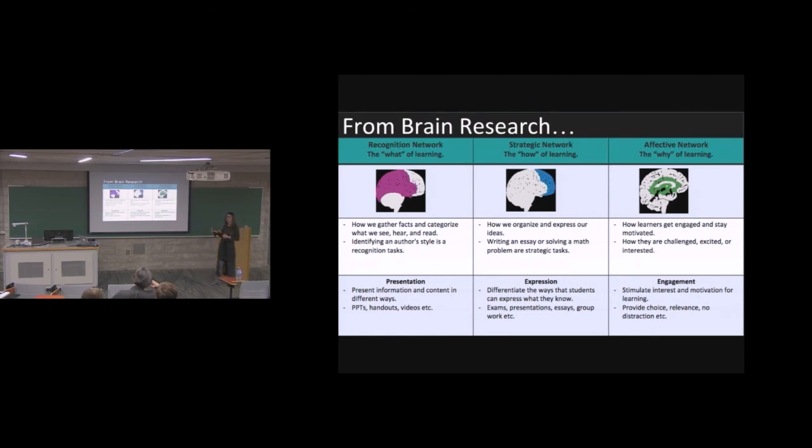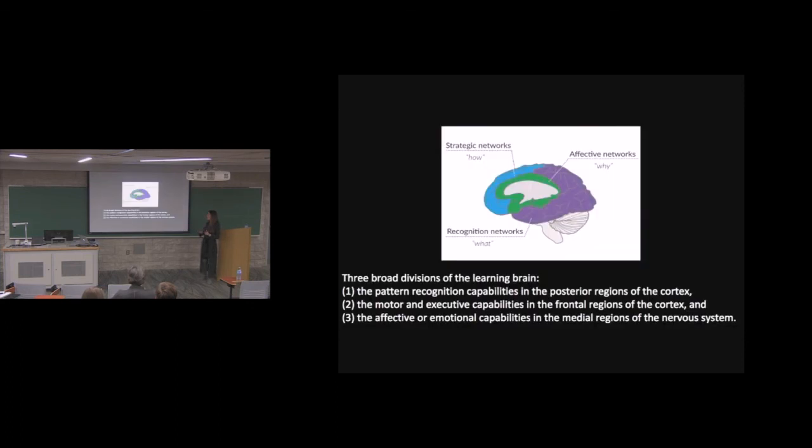When we give a variety of ways for students to demonstrate what they know, whether it's through exams, presentations, we're activating the strategic network. So organizing and learning how to express ourselves, those are all strategic tasks. And we're engaging students, when we're motivating them, we're impacting the affective network. So there's beginning to be a little bit of research behind UDL and the connections to neuroscience. So proponents of UDL would say that there are 3 broad divisions of the brain.